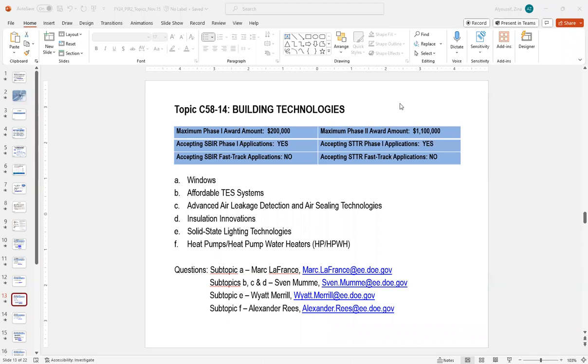And then lastly, we have the heat pumps and heat pump water heaters subtopic led by Alex. This subtopic covers heat pump and heat pump water heaters. There are 4 submission options. So the first subtopic within that is heat pump systems for cold climates, which focuses on improving systems designed for cold climates, including dual fuel systems and their controls. And solutions may include the integration of existing systems.